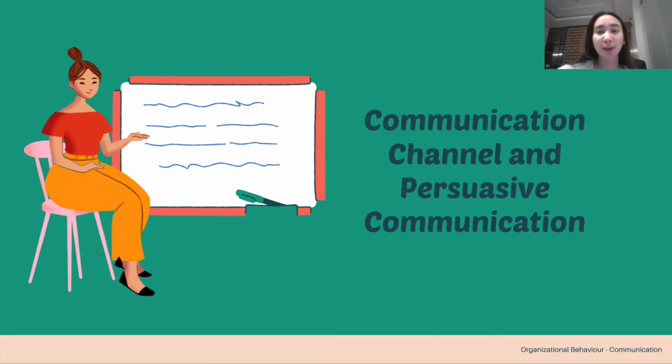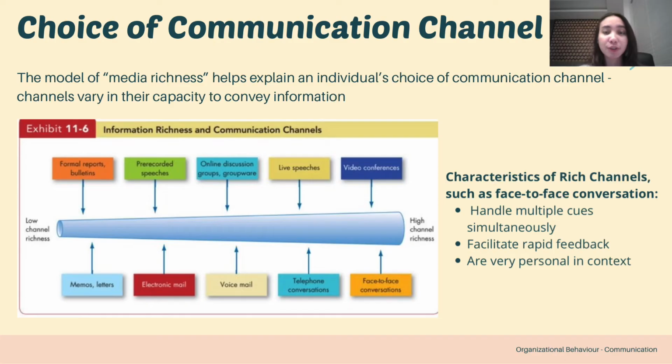I'm going to explain about communication channels and persuasive communication. Choice of communication channels: the model of media richness helps explain how an individual's choice of communication channel varies in capacity to convey information. From exhibit 11-6, we can sort from the lowest channel richness, which is formal reports, bulletins, memos, and letters, to the highest channel richness, which is video conference or face-to-face conversation.